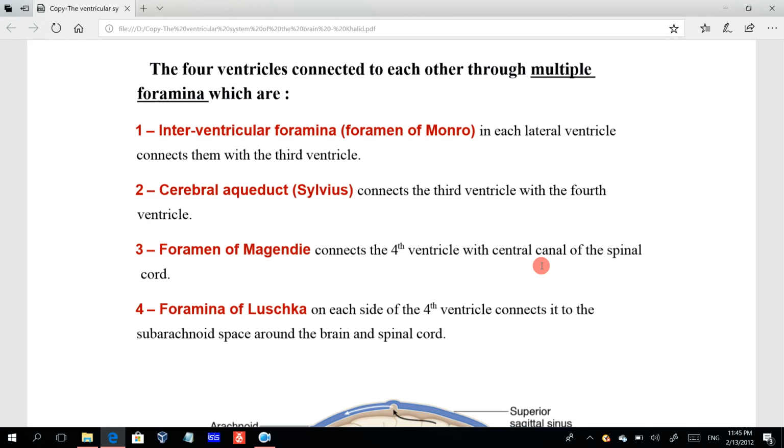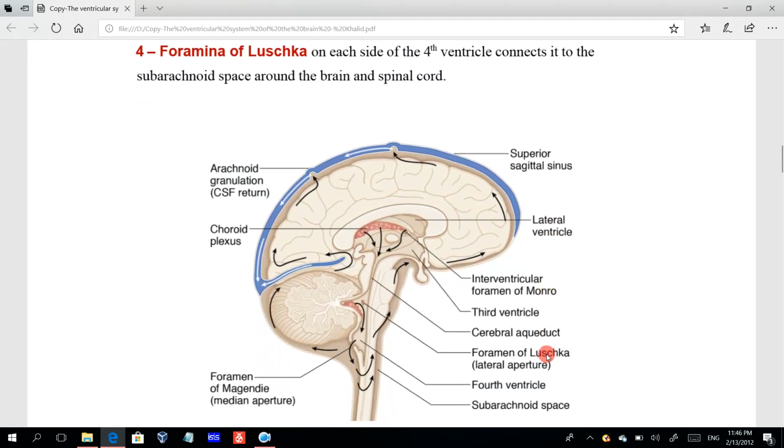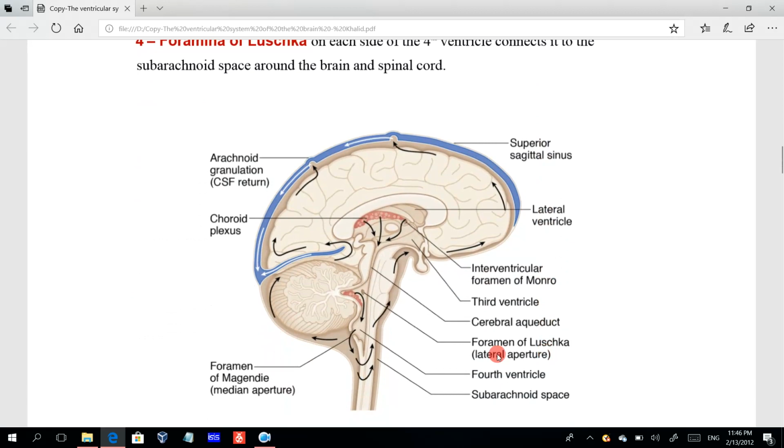and this foramen is called the foramen of Magendie. The other foramen is the foramina of Luschka. This foramen of Luschka is on each side of the fourth ventricle and connects it to the subarachnoid space around the brain and spinal cord. You see, this picture will show you the size of these foramina and openings.